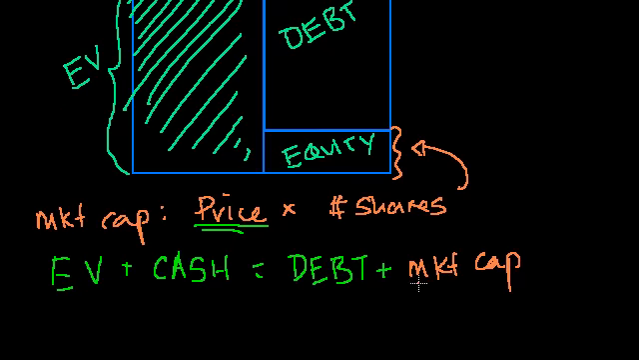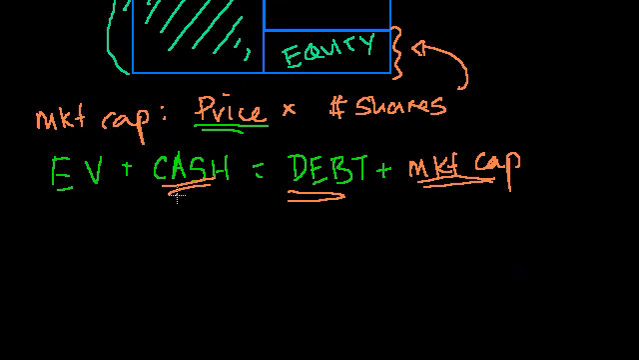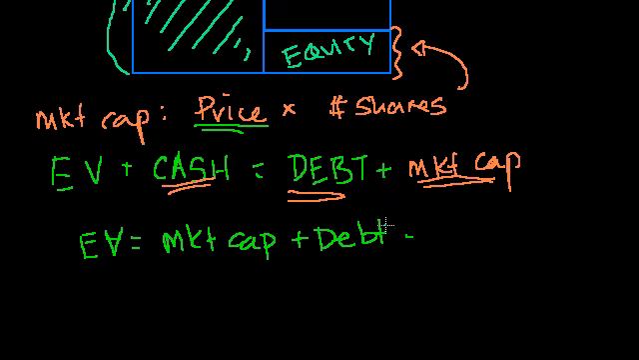So we know market cap. We can look up the debt on a company's balance sheet. We can look up the cash. Then we just subtract cash from both sides, and we get enterprise value is equal to market cap plus debt minus cash. We're just taking cash onto the right-hand side of this equation, minus cash.